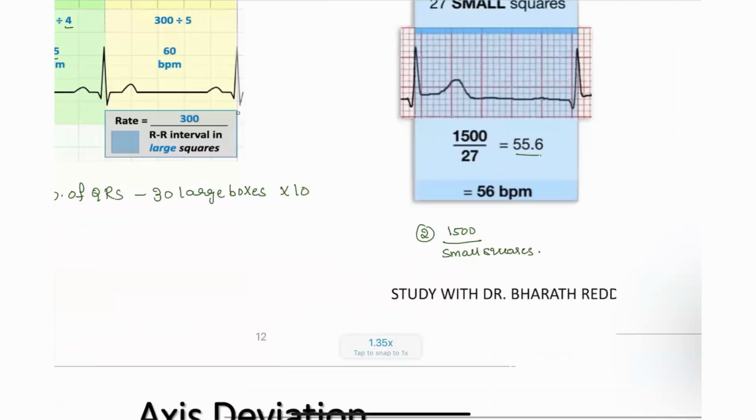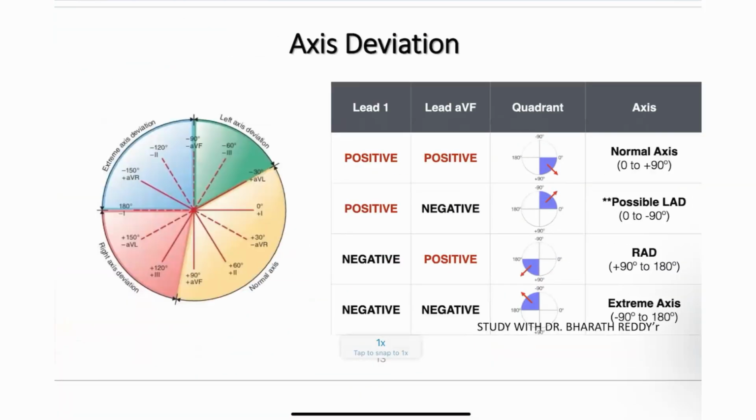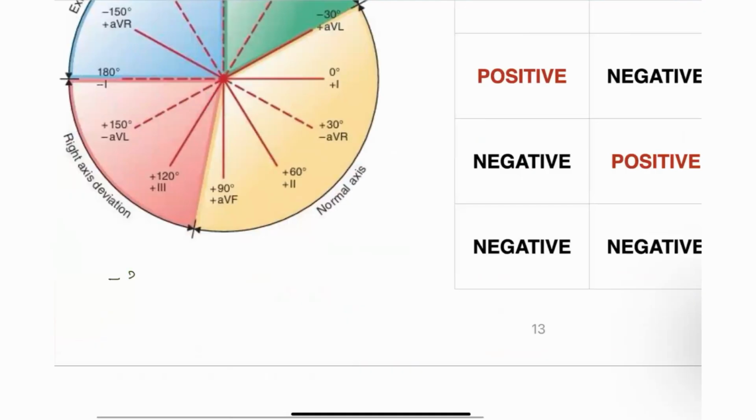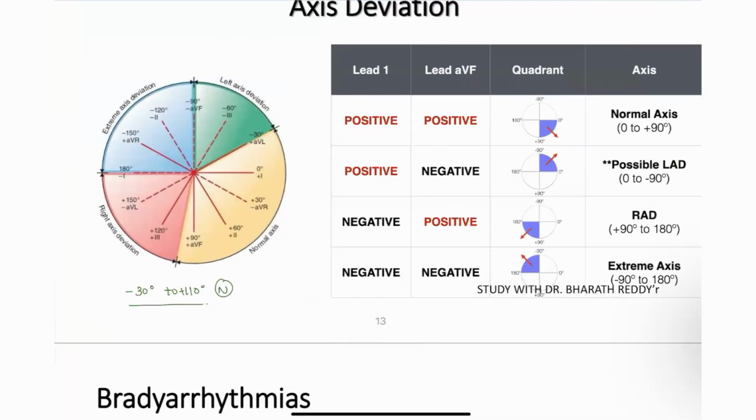Next, moving on to the axis deviation. What is the normal axis deviation, guys? Here you can see minus 30 degrees to plus 110 degrees is going to be the normal axis deviation of our heart. Then how can we calculate? With the thumb rule.